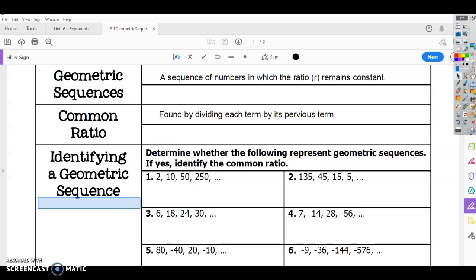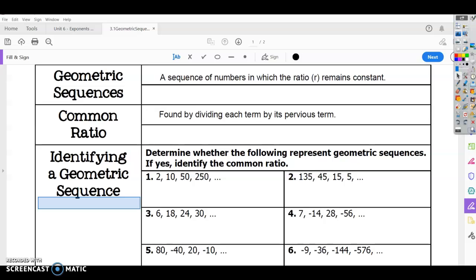Guys, we're going to talk about geometric sequences. A geometric sequence is a sequence of numbers in which the ratio remains constant. So what does that mean? That means the number that you multiply to get to the next term remains constant, or the same, each time.